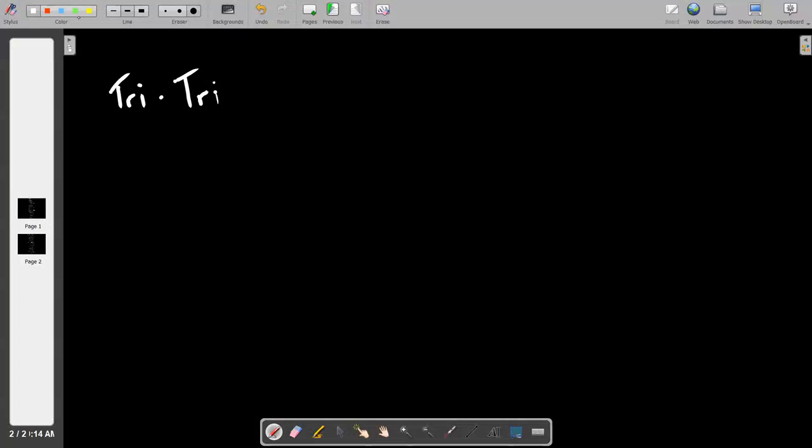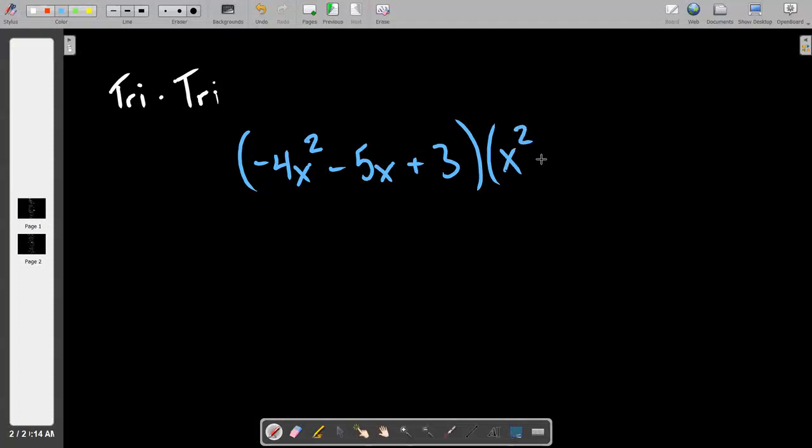So let's take a quadratic trinomial like negative 4x squared minus 5x plus 3, and we're going to multiply it by another quadratic trinomial like x squared plus x minus 11. How many workers? How many jobs? 3 times 3? It's going to take us 9 multiplication steps to survive the initial part, and then 1 step of just some nice clean combining.